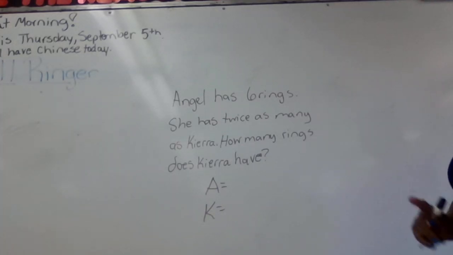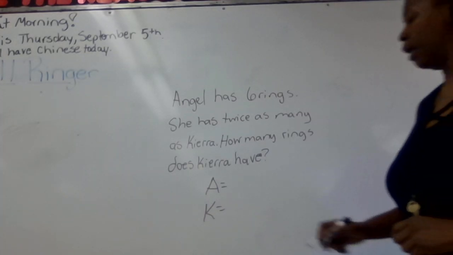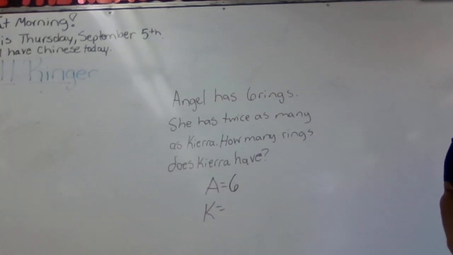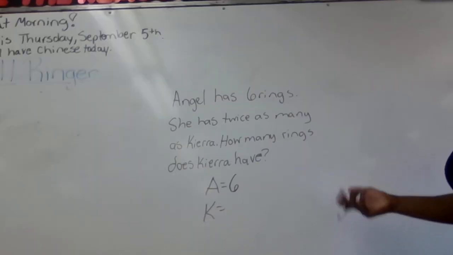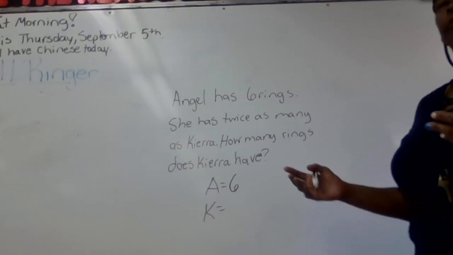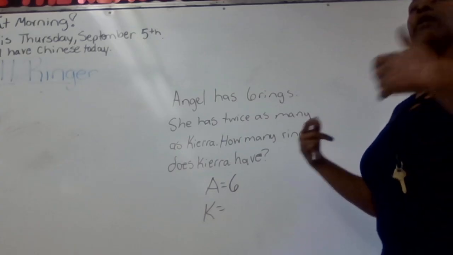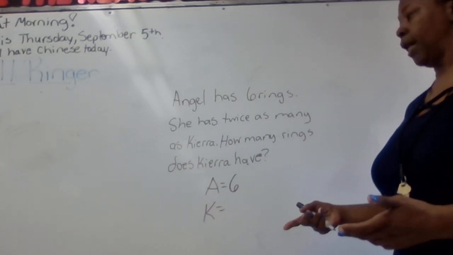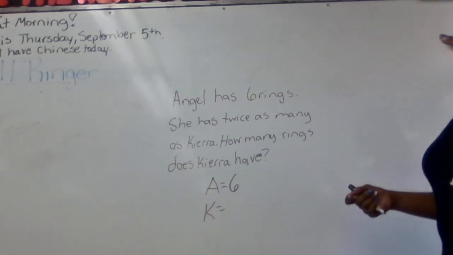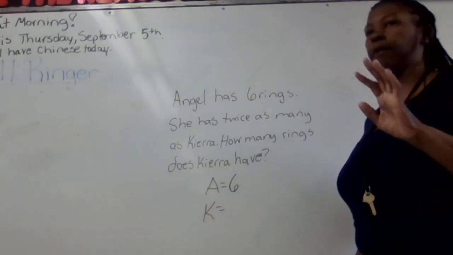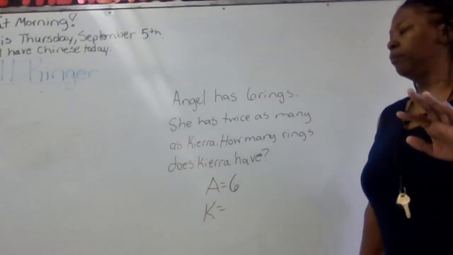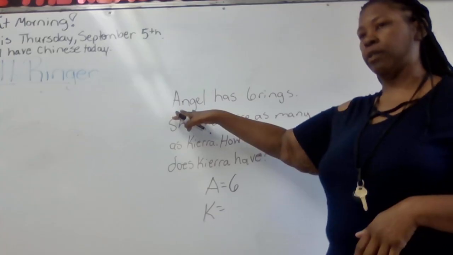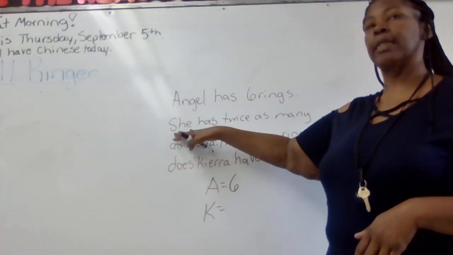Now read the first sentence. Angel has 6 rings. I'm going to label it. She has 6. Next sentence. She has twice as many as Kiara. Well, who is she? She is whoever the story was talking about in the sentence that comes before that. Okay? And this will help you even if you get confused. One, we always say she because who is the she that we know? The only one they've talked about so far is Angel. So it is assumed that it is Angel.